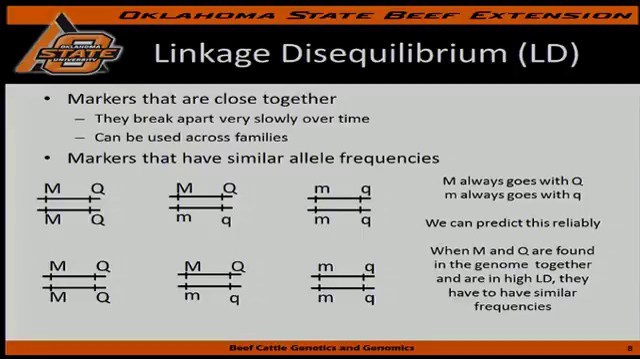And we have a QTL, or a causal mutation, which is either a big Q or a little q for the 2 different alleles there. So if we always find big M with big Q, then they're in complete linkage disequilibrium. And we don't really need to know what Q is, because if we know what big M is, we know that it's paired with a big Q. And the same if we have little m, we know it's paired with a little q, and we can predict that very reliably across the entire population.